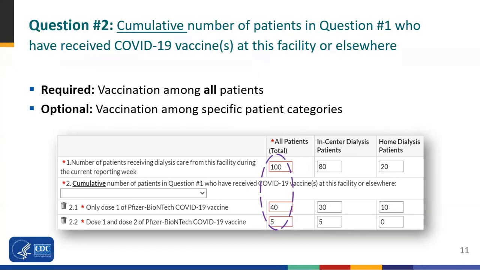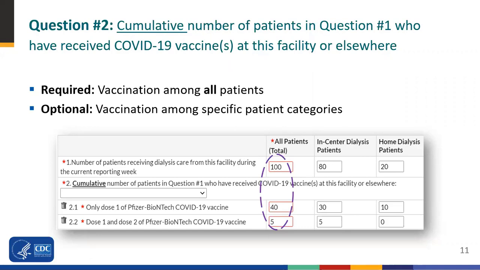Now we'll review how to complete question 2. Question 2 asks for the cumulative number of patients currently receiving care who have ever received COVID-19 vaccine from this facility or elsewhere. So of the patients currently receiving care from the dialysis facility for the week, report on the total number of all patients who have ever received vaccination at the facility or elsewhere since the vaccine became available in December of 2020.